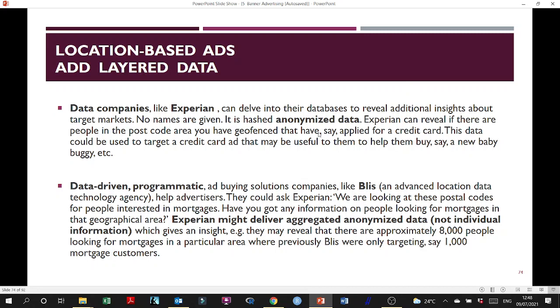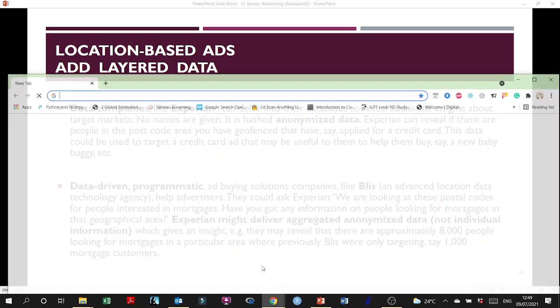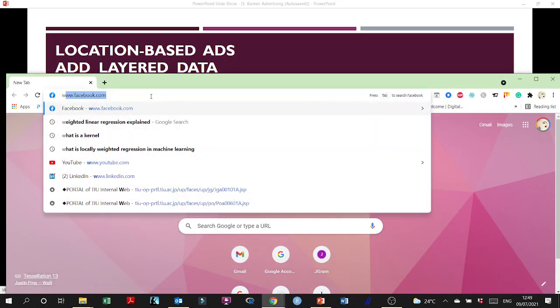Their family status, and so on. Experian here is Experian.com. You can check it out. They have a very interesting website. They have also some case studies if you would like to take a look. So I really suggest that you take a look at Experian.com.